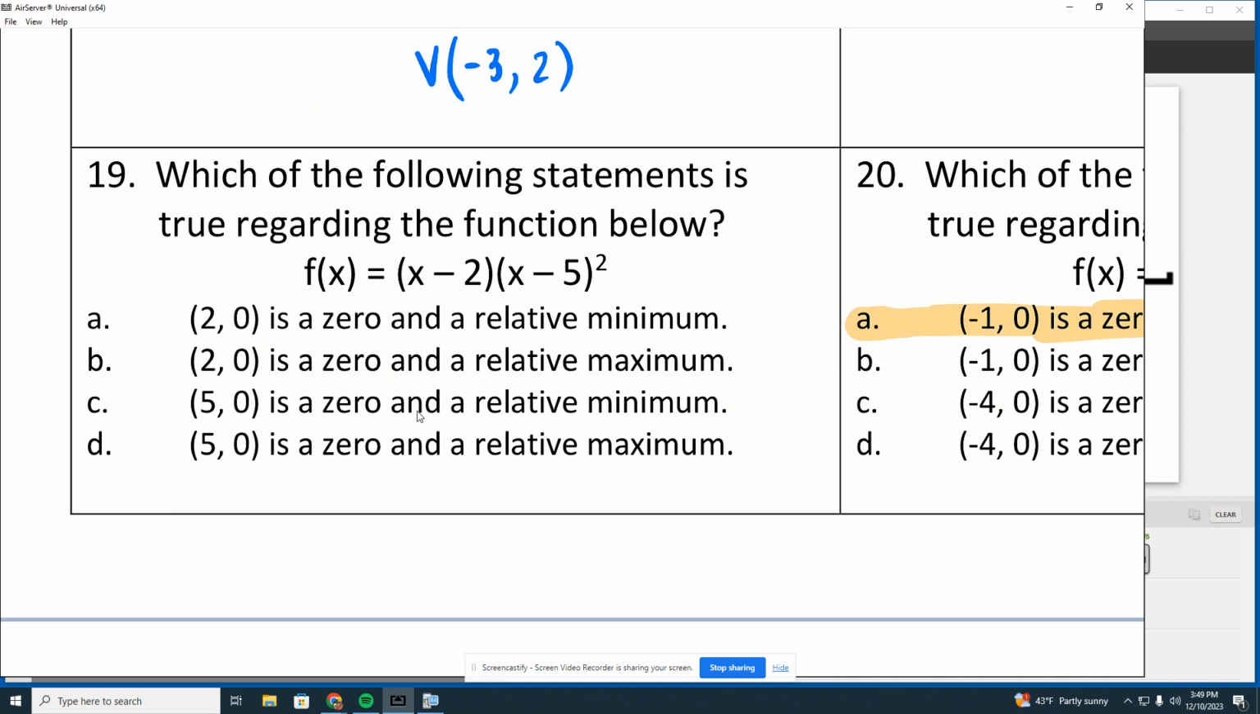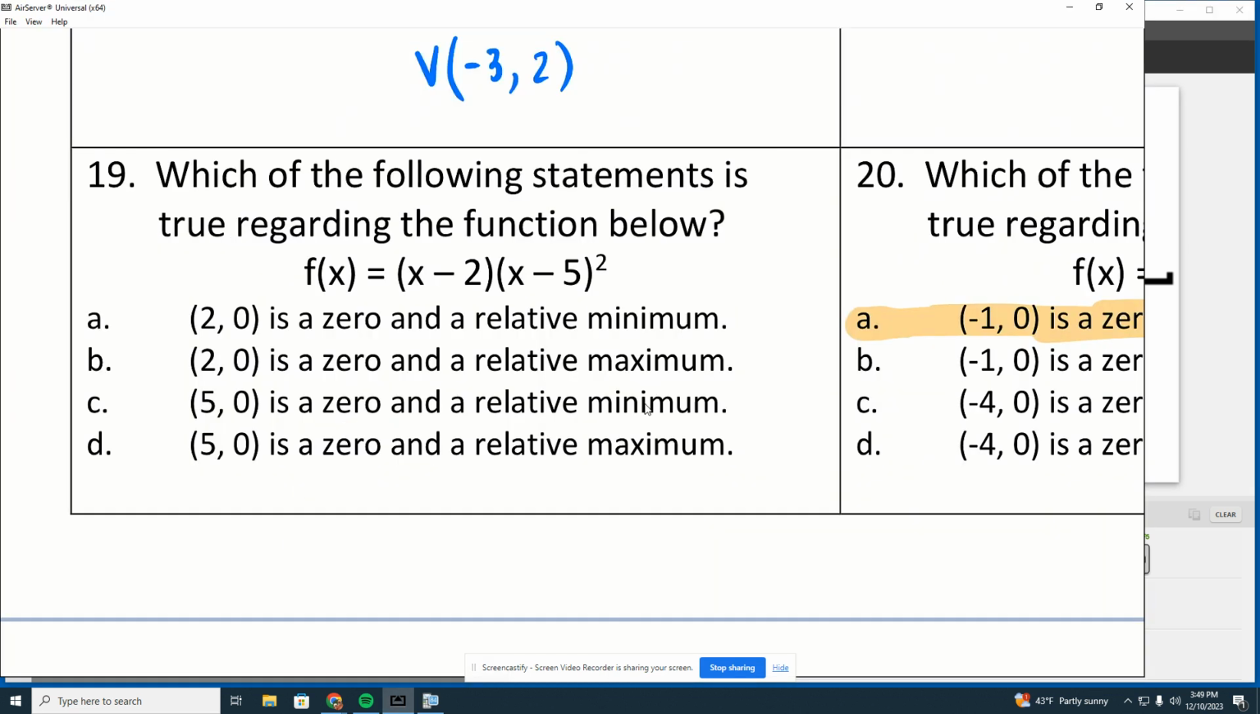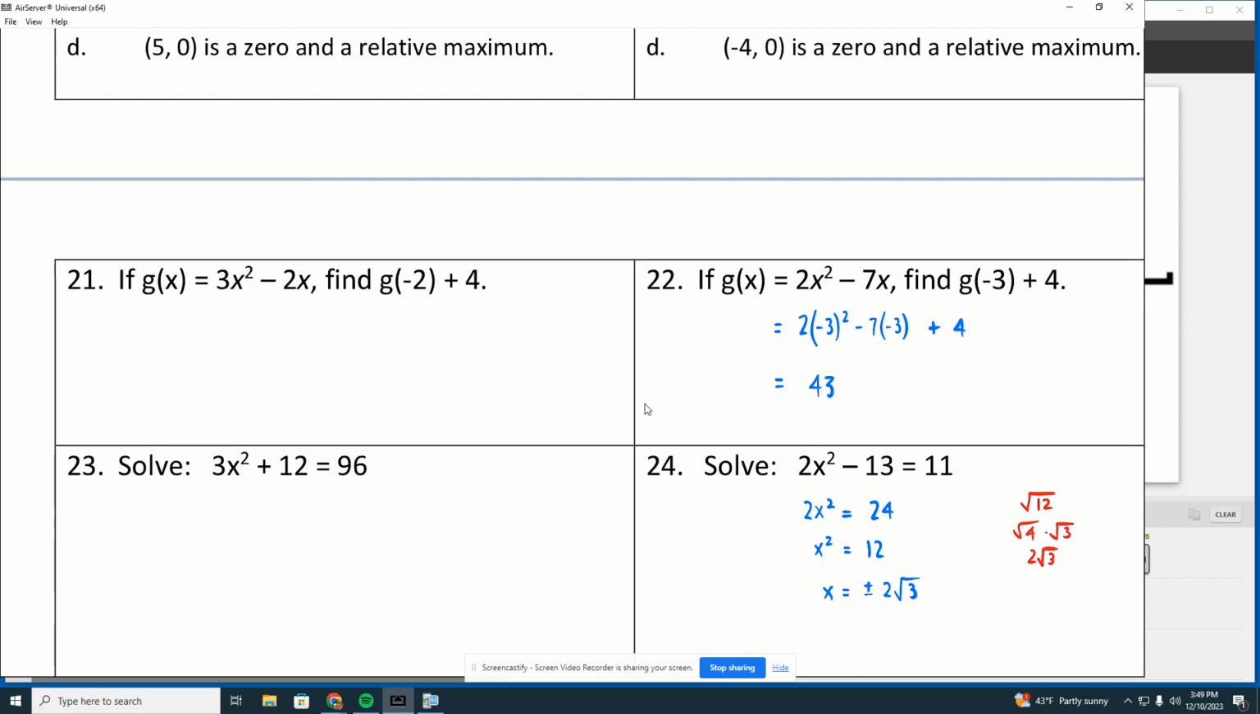5, 0 is a 0 and a minimum. Look here. 5, 0 is a 0, and yes, it is a minimum. See, it's a valley. Definitely not a peak, but a valley. So 5 is a 0 and a relative minimum. So C is our answer. And A, you can see, is identical to that. Okay, let's keep on cruising.